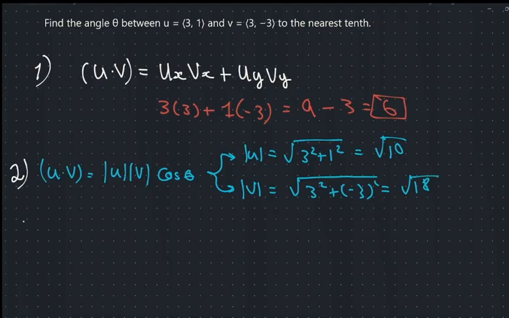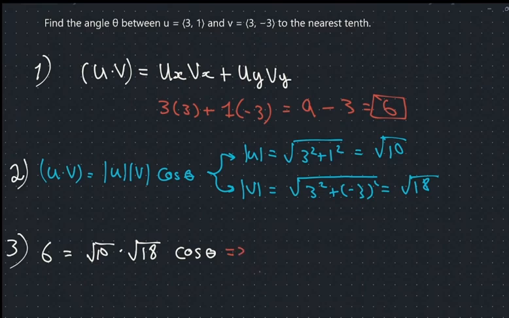And then the third step would be combining them into the one formula. So what is u dot v? It's 6, and then it's equal to the magnitude of u, which is root 10, times the magnitude of v, which is root 18, and then times cosine theta. We can either put this in the calculator or rearrange it, and I personally prefer rearranging it. It makes the calculator faster.